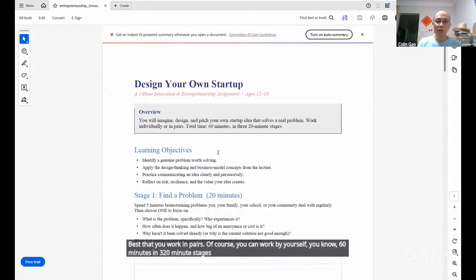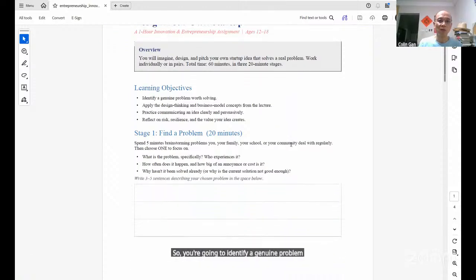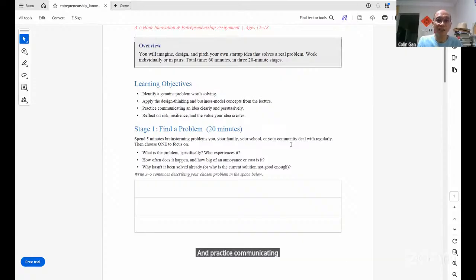So what are the learning objectives we are trying to achieve from this? You're going to identify a genuine problem that's worth solving. You're going to apply the design thinking methodology I taught you just now, briefly, and the business model canvas from the lecture, and practice communicating your idea clearly and persuasively. Then you need to reflect on the risk, the resilience, and value your idea creates.